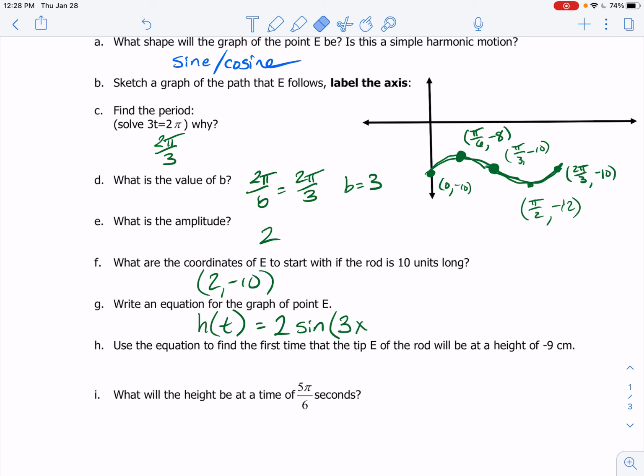I've been writing x instead of t, but I correct it most of the time. My bad if I don't. And then we have to subtract 10 to move down.